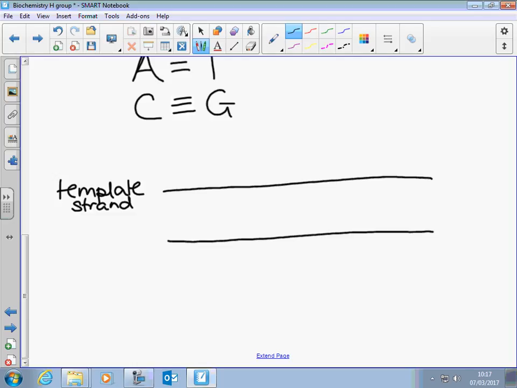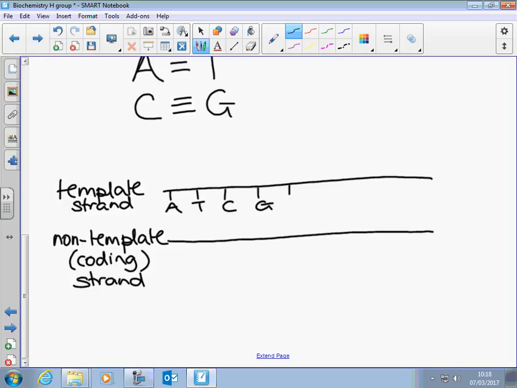If we've got code on that, we're going to have base paired matching code on the other strand. But this one we call the non-template strand. But that is the one which is known as the coding strand. I suppose it gives the code for the other one, which is weird. And if I've got a code on here, let's say it goes A, T, C, G, G, C, T, T, G, A. You can tell me what's on the other strand.